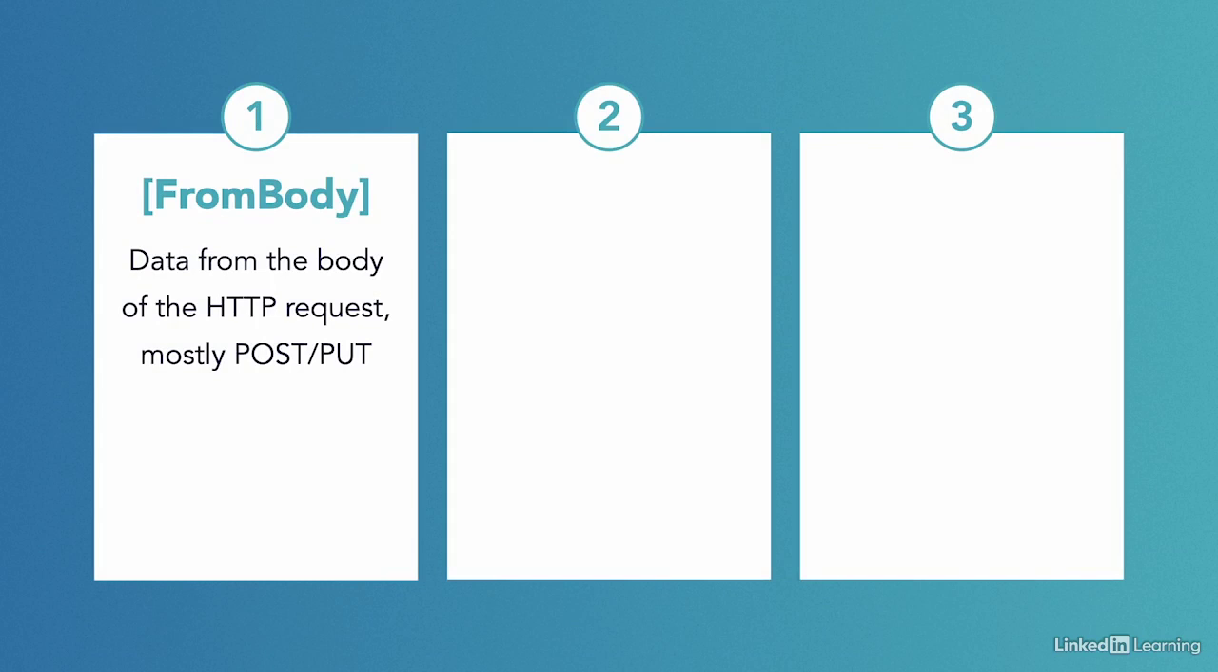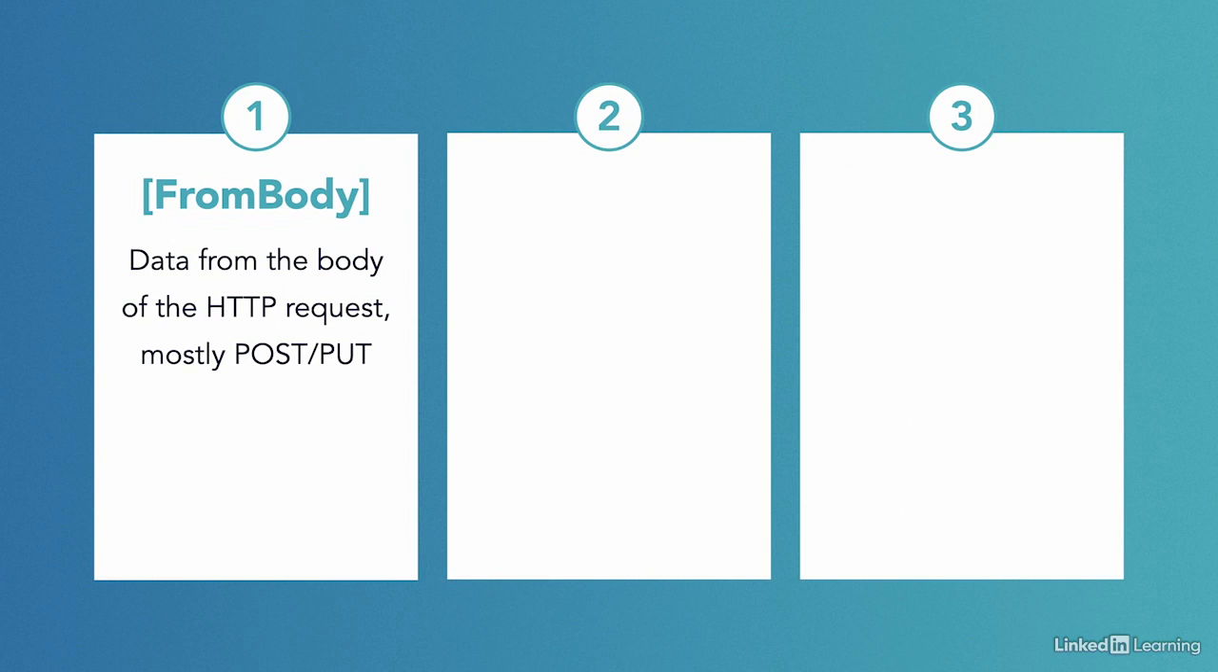First, there's from body as an attribute. As the name suggests, the data there comes from the body of the HTTP request. What's that? An HTTP request consists of HTTP headers and also, optionally, an HTTP body or a request body. So after the headers, there will be an empty line, and afterwards, data. And that's what from body does.